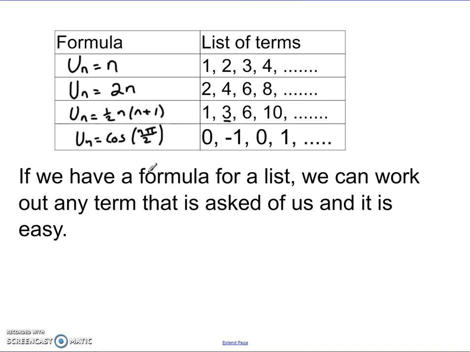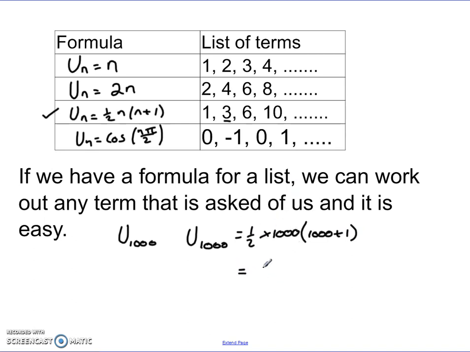Now if we have a formula for a list, we can work out absolutely any term that is asked of us. It's very straightforward and easy. So if I wanted U1000, so the 1000th term of this sequence here, I'd say U1000 equals a half times 1000 bracket 1000 plus 1. And then I'd calculate it from there.